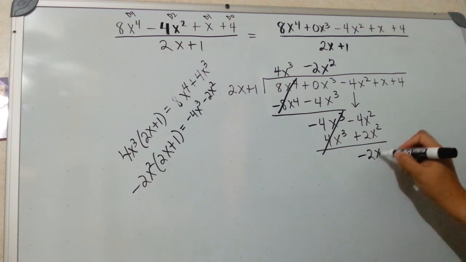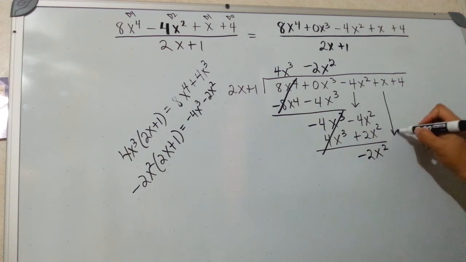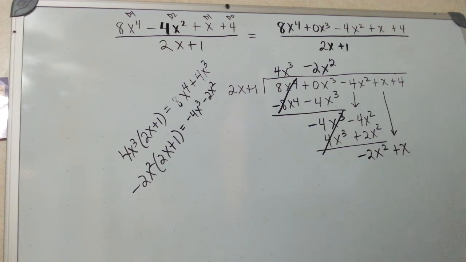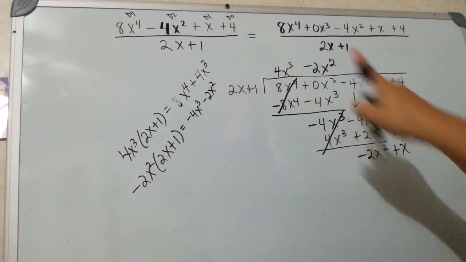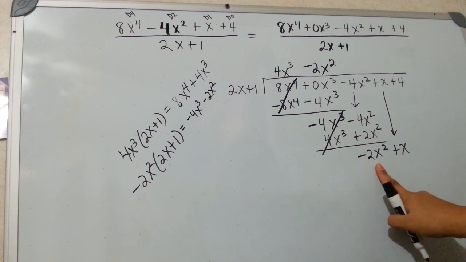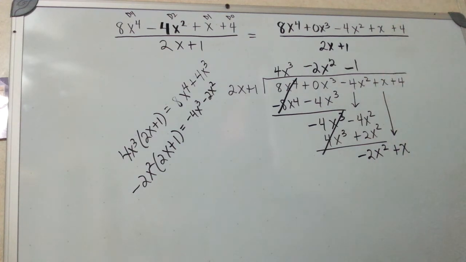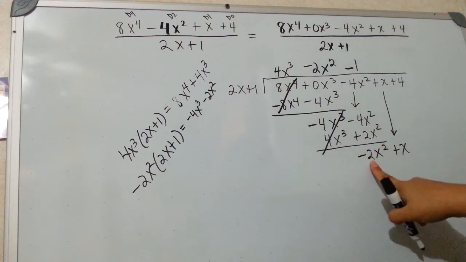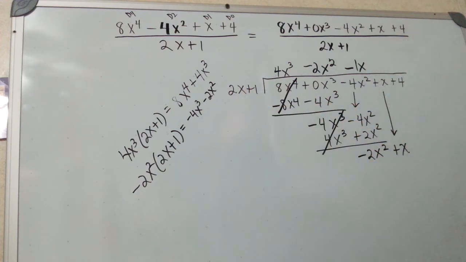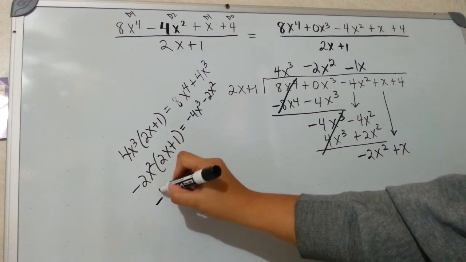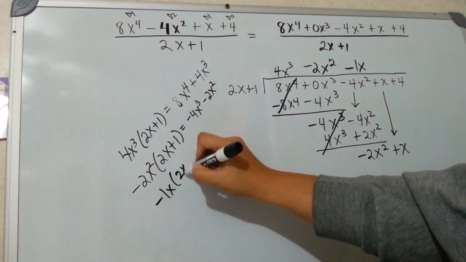Minus 2x squared plus the x, right? Once again, you need to ask yourself, 2x times what gives you negative 2x squared? So it's a negative 1, right? That gives you the negative 2, and then you need an x. So negative 1x. So negative 1x times 2x plus 1.